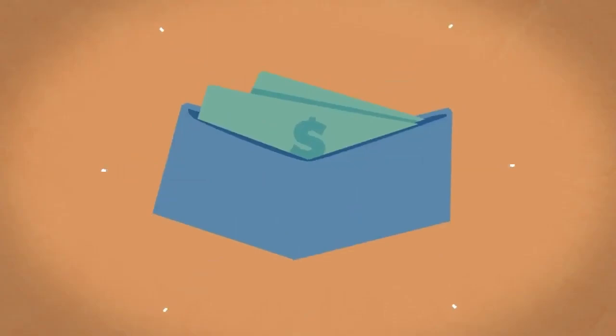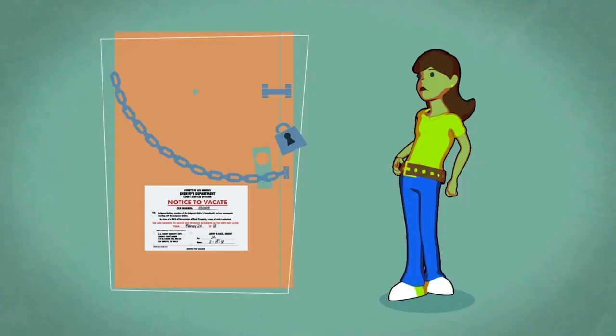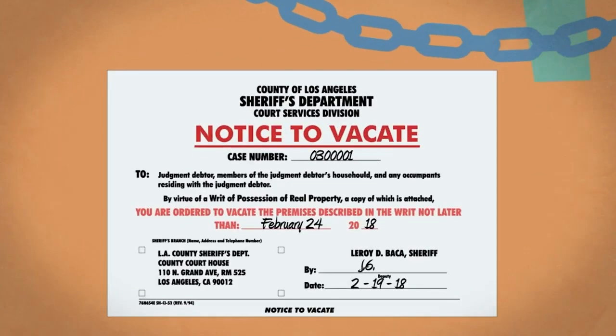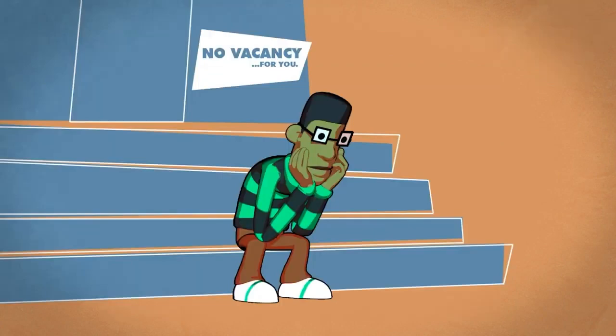If you win, you must still pay any back rent. If you lose, you will be locked out by the sheriff in 2 to 3 weeks. You will receive a 5-day notice to vacate on your door, so you will know exactly when to be out. You will have an eviction on your record, so it may be difficult to find a new place to rent.